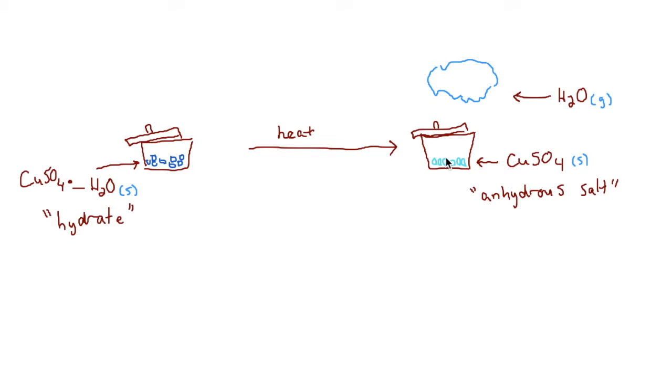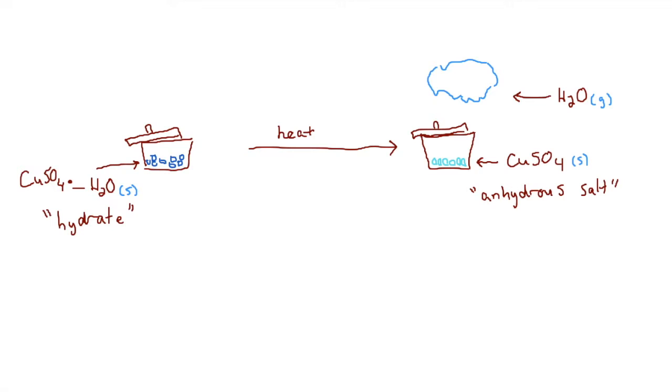What's left in your crucible is a solid. It does look a little bit different. It looks more powdery. It's a slightly different color, but it still is a solid. And the mass is less. There's less of it because the water was contributing to the mass, and now the water is gone. So we have a certain mass of hydrate, and then when we're done heating it, we have a lighter mass of solid, and we know that that is the anhydrous salt.